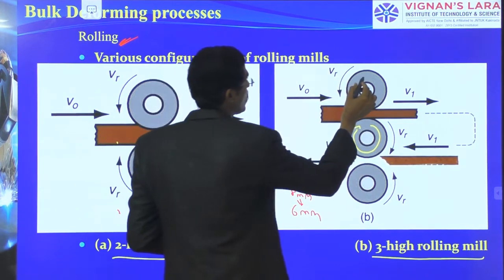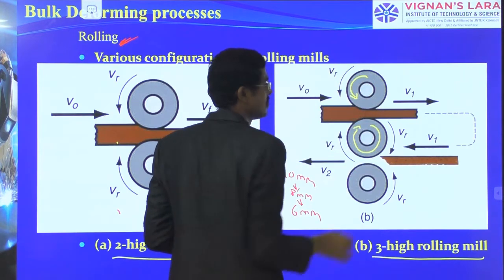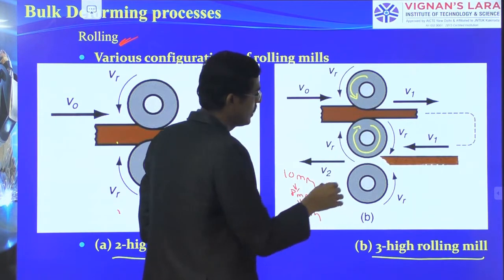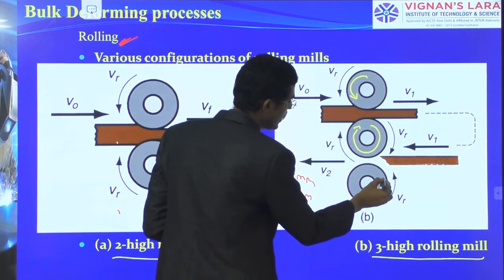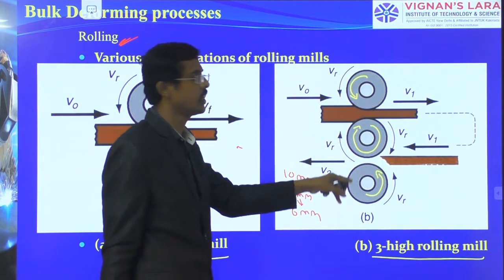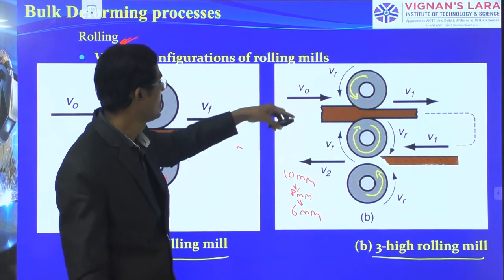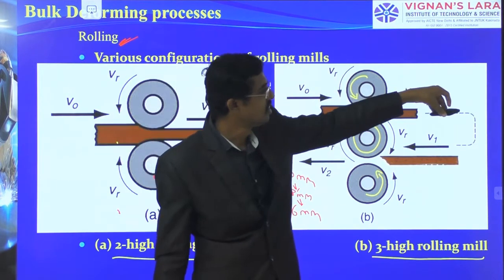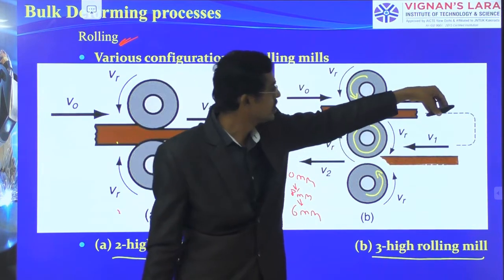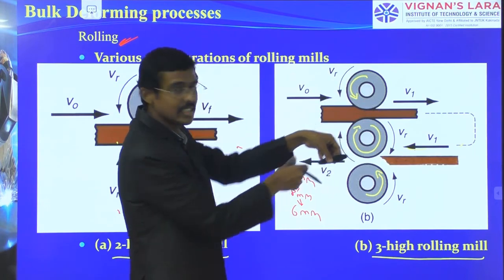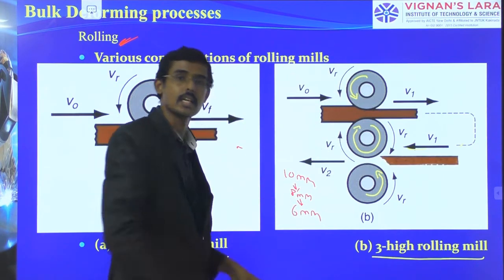The top roller is rotating anti-clockwise, the center roller is rotating clockwise, and the bottom one is again rotating anti-clockwise. So the specimen which goes in, I can take out that side, and the same specimen I can keep here in such a way that the next thickness reduction happens from 8 to 6 mm.